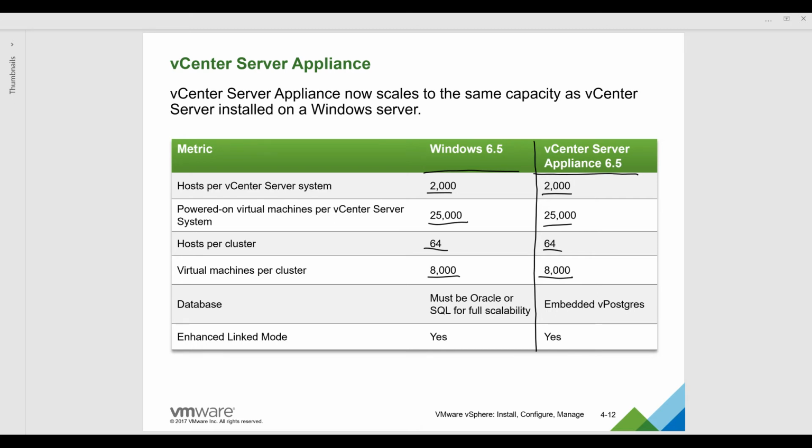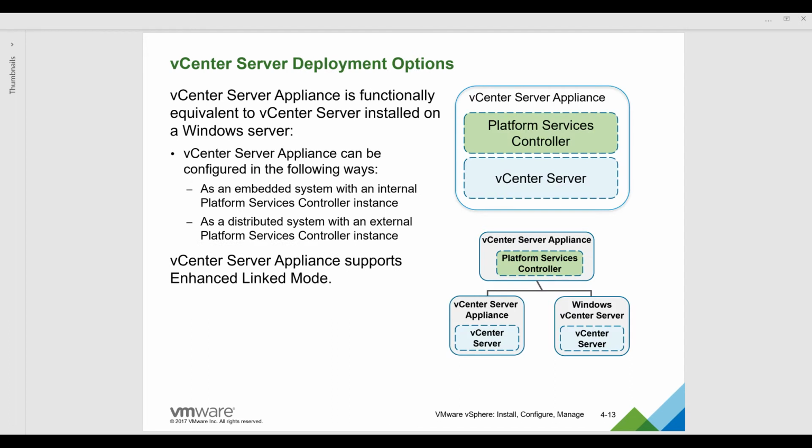Your Windows 6.5, it must be Oracle or SQL for full scalability. But for your vCenter Server appliance, we already have the embedded Postgres database. Enhanced link mode. Both of these, great adds from VMware. So your vCenter Server appliance is functionally equivalent to a vCenter Server installed on a Windows server. Who's ever used it on the Windows server? Well, we may or may not have. Go research the differences. Look at what it can do, what it can't do.